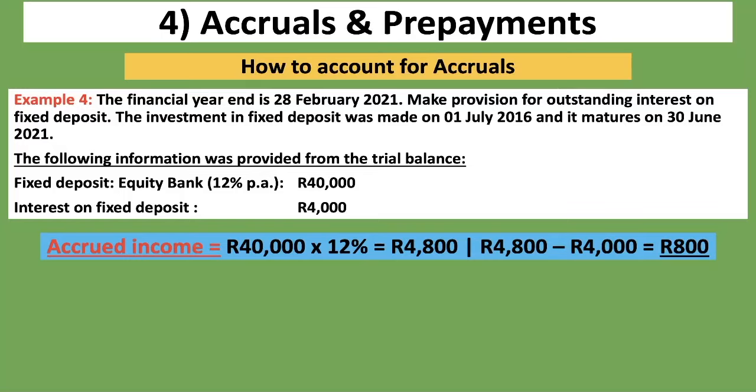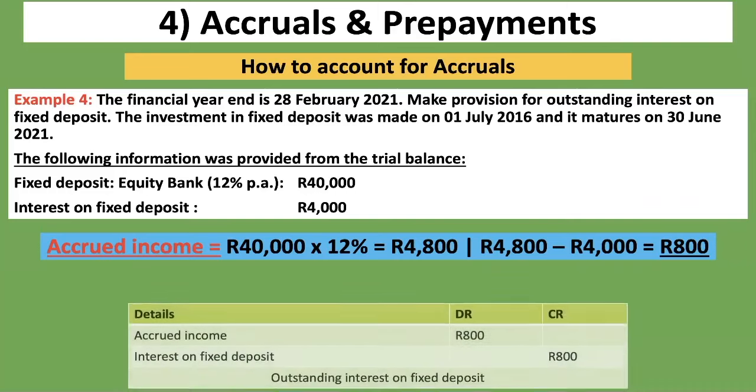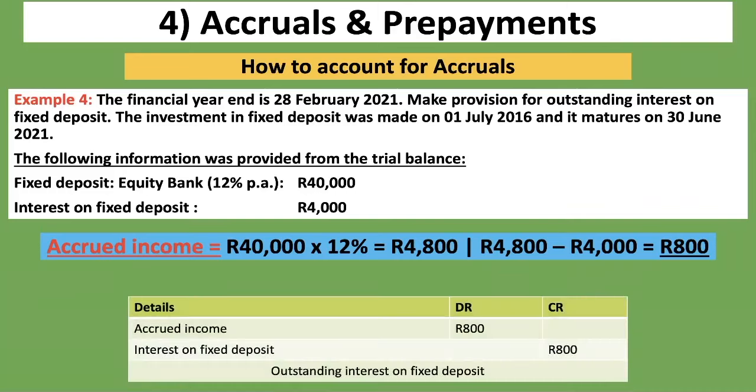So what are we going to do? We're going to debit accrued income because accrued income is an asset, increases on the debit side, and credit interest on fixed deposit. Interest on fixed deposit is an income account. So we're going to put it on the credit side because income increases on the credit side. And here is how it's going to look. We debit accrued income 800 rand because it's an asset, and we credit the income, which is interest on fixed deposit 800 rand. And the narration here is outstanding interest on fixed deposit.